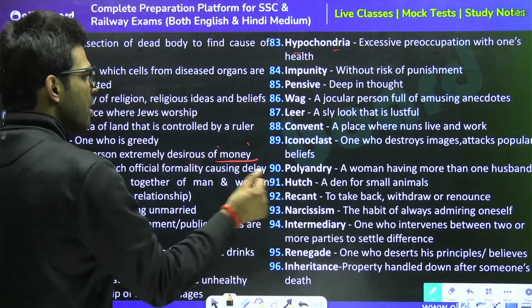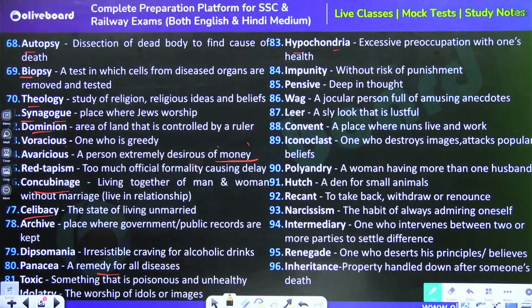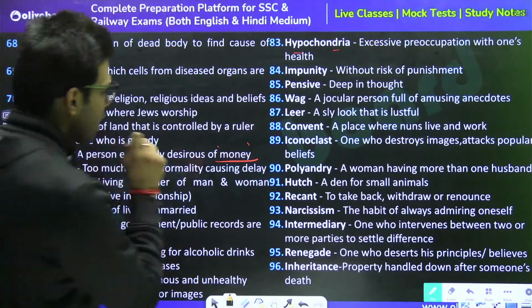Punity, with risk of punishment. If I kill him, I'll be in jail. No, no, I won't do that. Impunity, without risk of punishment. People do whatever they want. They don't even care about the consequences. Impunity, without risk of punishment.